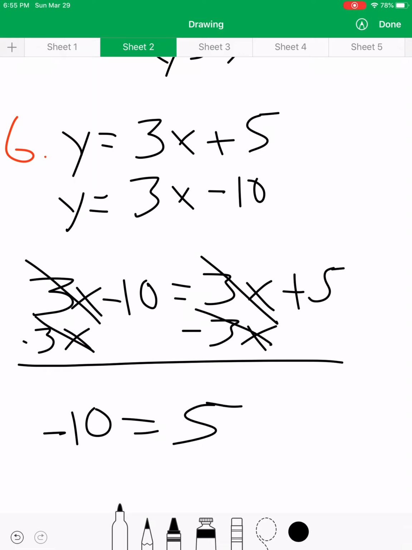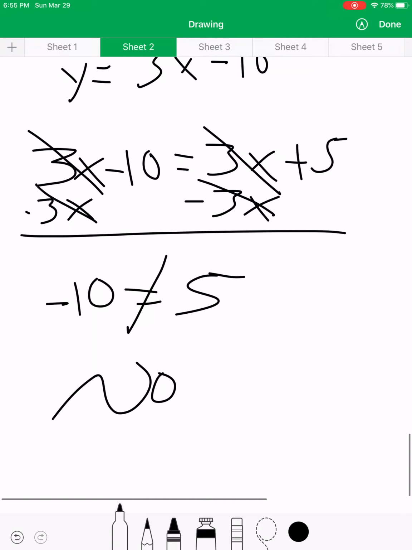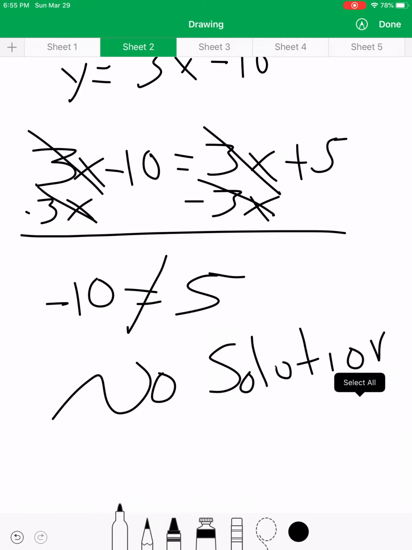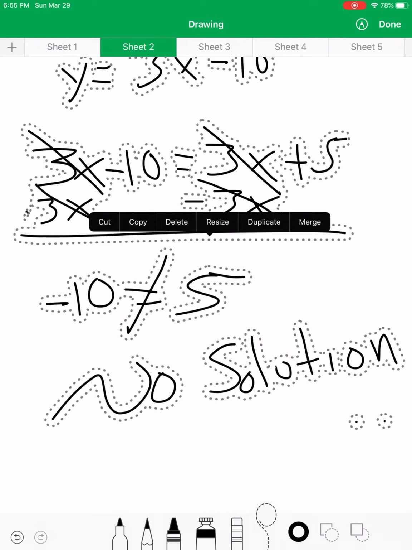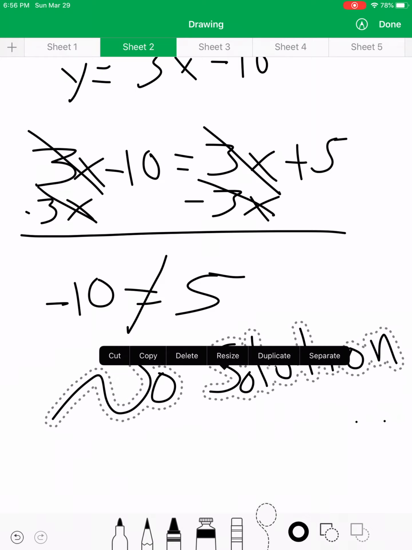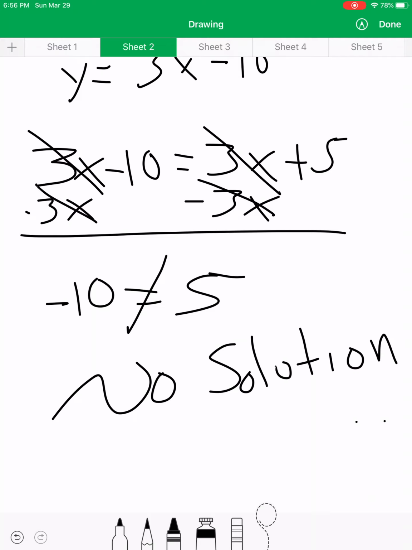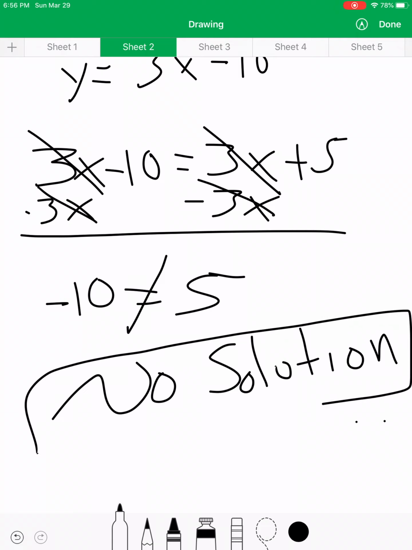If it's not a true statement, we get no solution. No solution would be your answer. I hit this little squiggly thing, I think, so we want to fix that. There we go. All right. No solution would be your final answer for number 6.